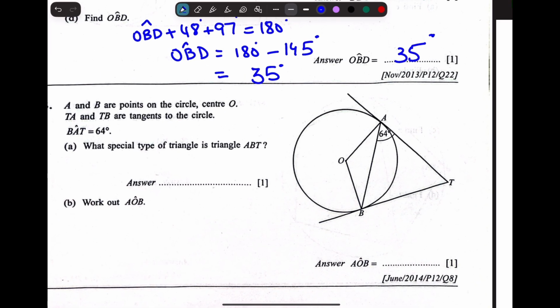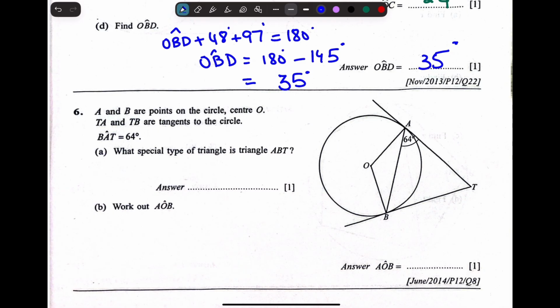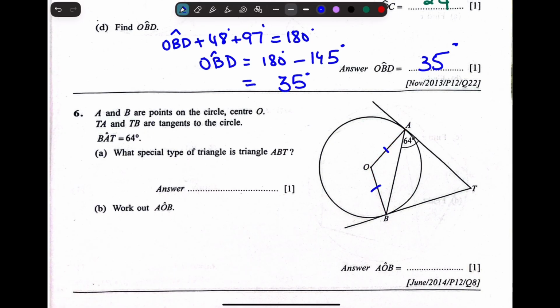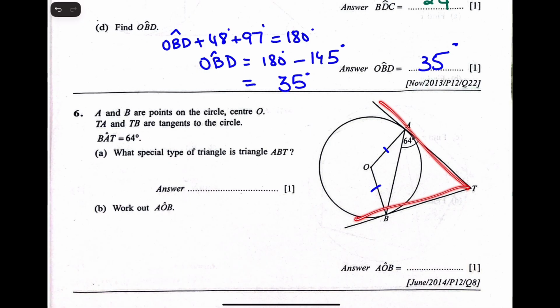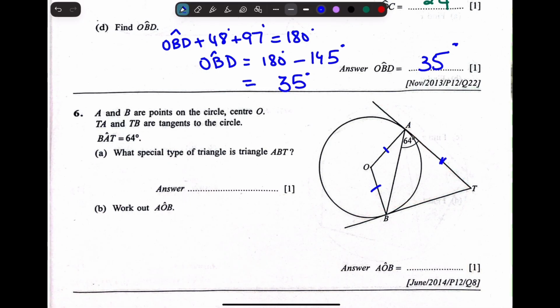Okay, question number 6. A and B are points on the circle with center O. Okay, so this is the center, this is radius, this is radius. Let's mark it right now. Okay. And TA and TB are tangents. So this is a tangent kite. This would be equal to this. And the radius and tangent make a 90-degree angle. Right? So these are all the circle theorems that I hope all of us are aware of.